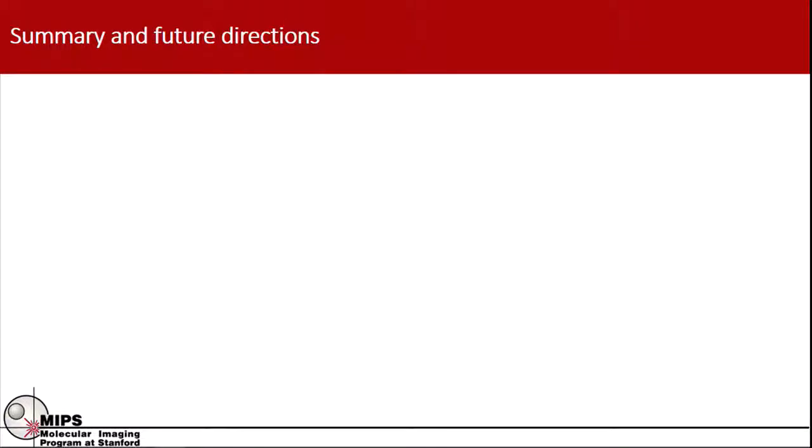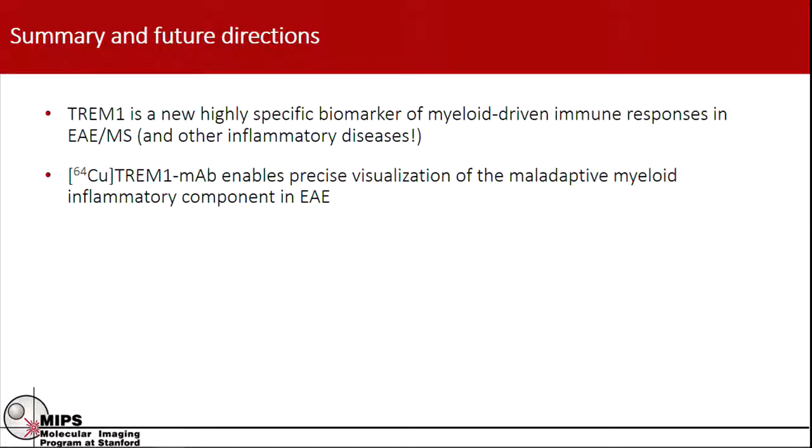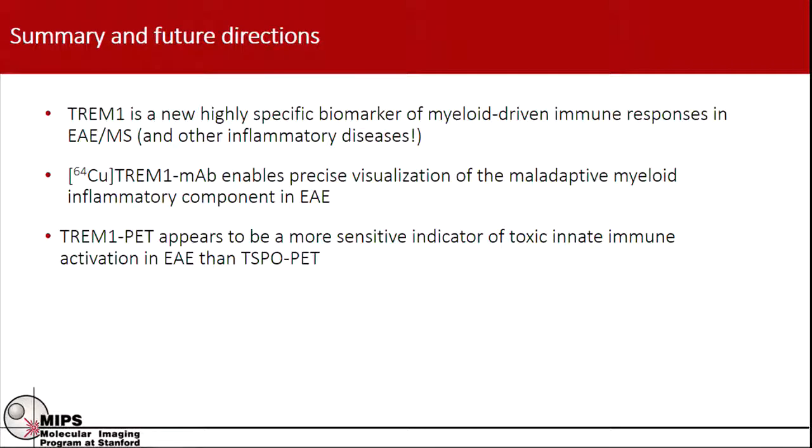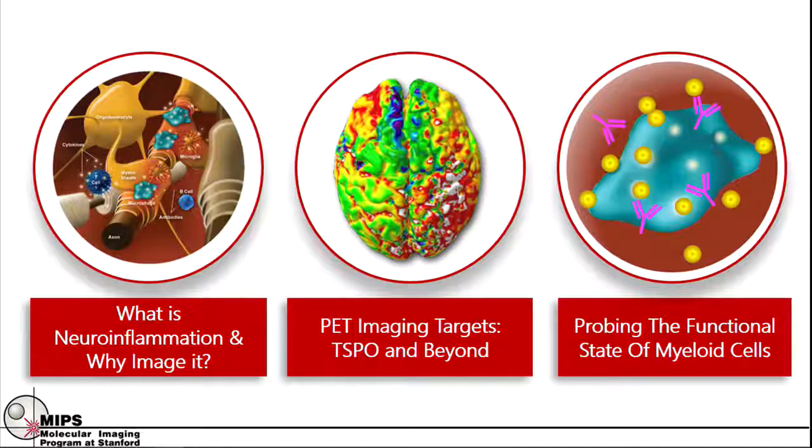So in summary, on this project, TREM1 looks like it could be a nice, highly specific biomarker of these myeloid-driven immune responses, this innate immune activation. We've looked at it in a number of models now. And TREM1 PET seems to be quite promising as well for visualizing this toxic immune response. And we have some ongoing work in this arena, looking at therapy monitoring and translating this imaging agent.